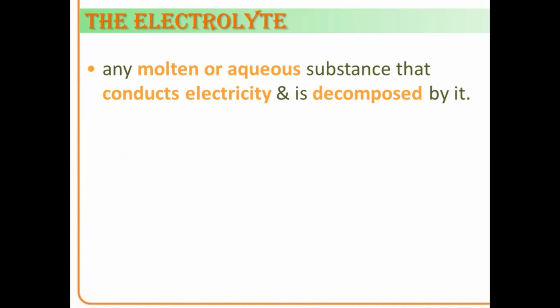So we have metals that conduct electricity. They are not decomposed by the electricity or the current. Therefore, we cannot call them an electrolyte. An electrolyte has to conduct electricity and be decomposed by the electricity.